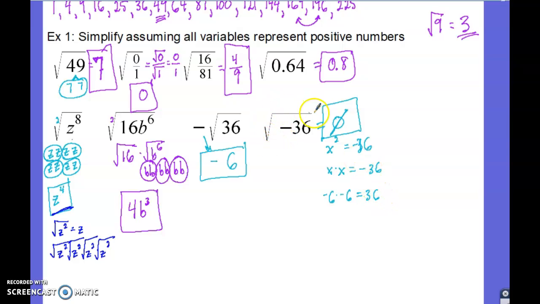And we will fix this later. And you probably remember imaginary numbers from Algebra 2. But we're not concerned with that yet. That is a future Math 098 problem.